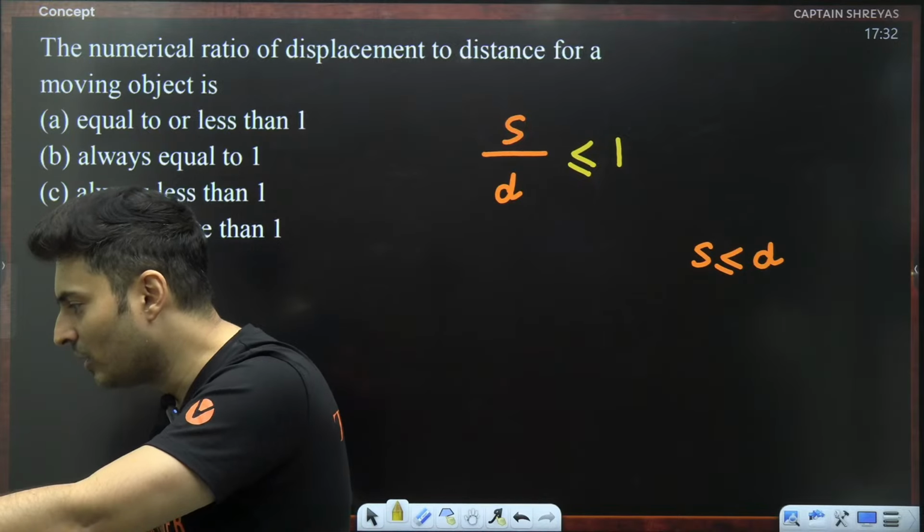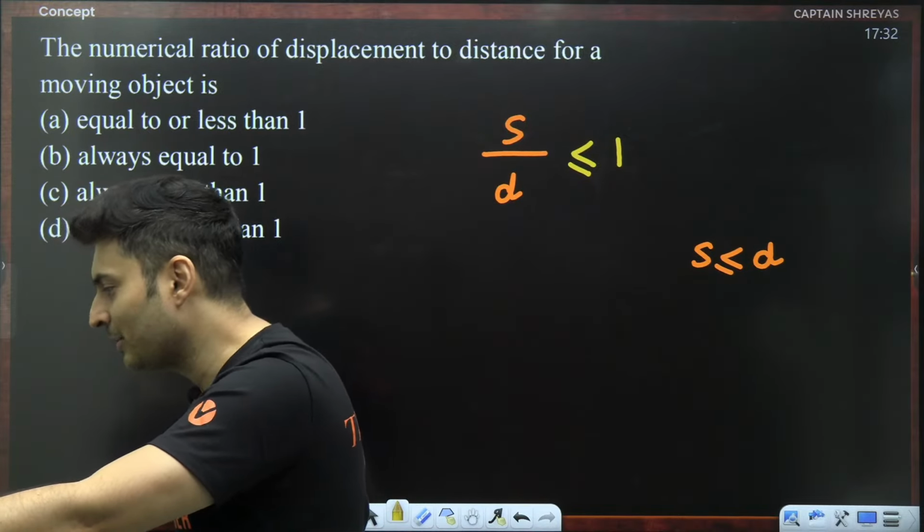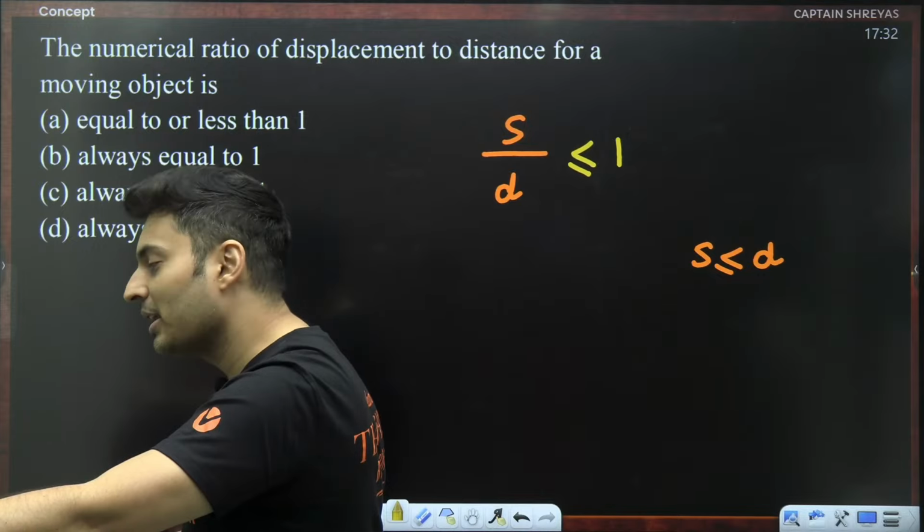A for awesome, Gopika also? Yes, awesome Gopika ma'am, correct. A for aims also. Very good, Krishna.